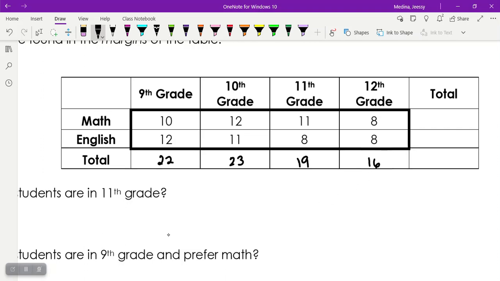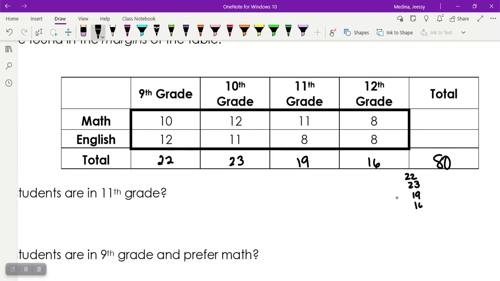Okay. If I want to know the total number of students, all I need to do is add these numbers right here. The 22 plus the 23, the 19, and the 16. And that gives me 80 students in total in all the grades.